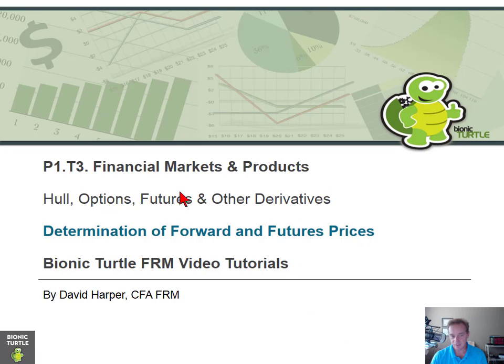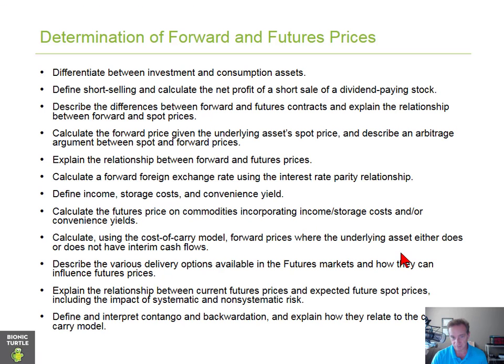Hi, this is David. Let's take a look at John Hull's chapter on the determination of forward and futures prices. We have several learning objectives associated with this chapter, although there's some redundancy and overlap, especially of the final third with the first two-thirds. So there are fewer specific separate concepts than meets the eye at first glance.